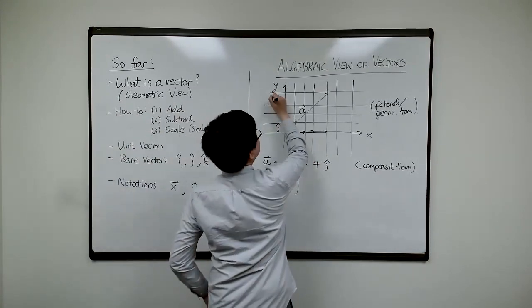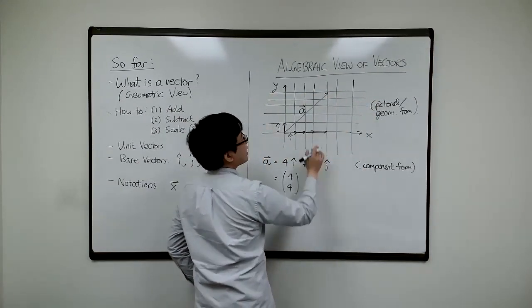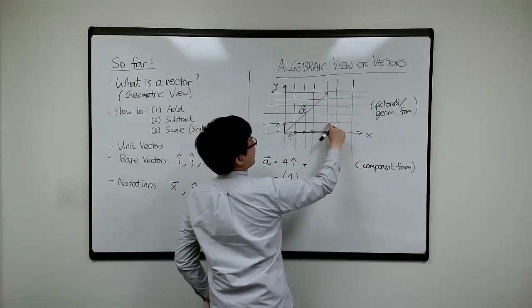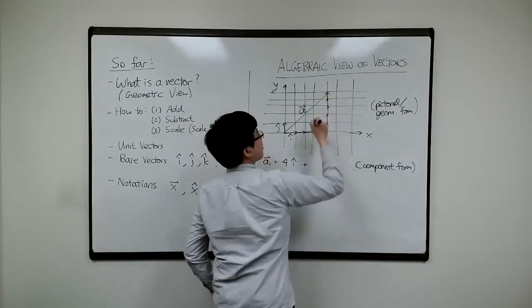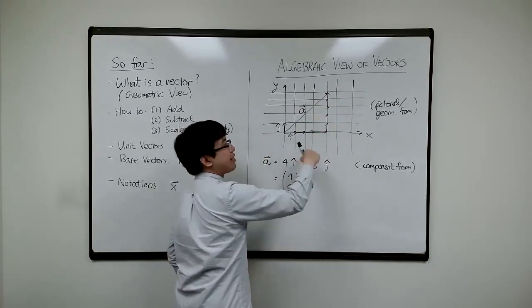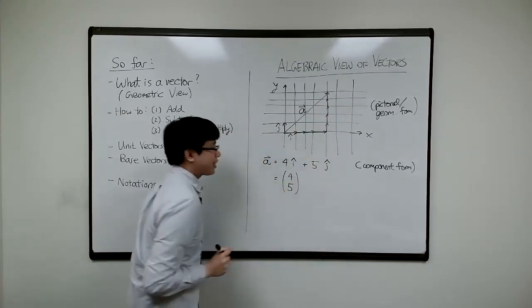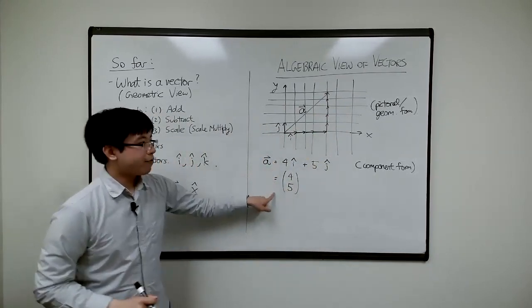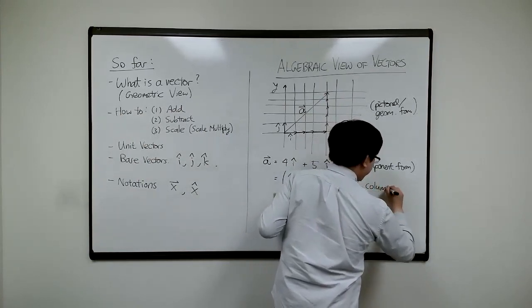By default, the first entry... let me just tweak this a little bit. Let me add one more unit so we can distinguish the X and the Y. So it's 1, 2, 3, 4, 5. So A is made out of 4 i's and 5 j's, and I can write it like this. This is called component form, and this is called, creatively, column form.